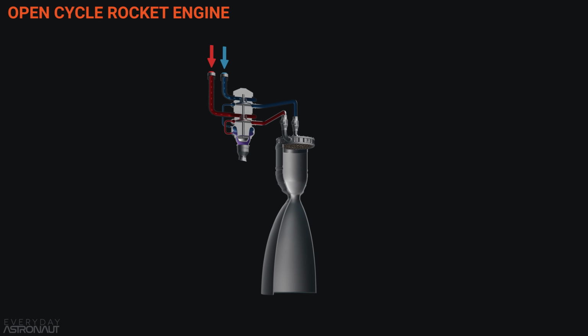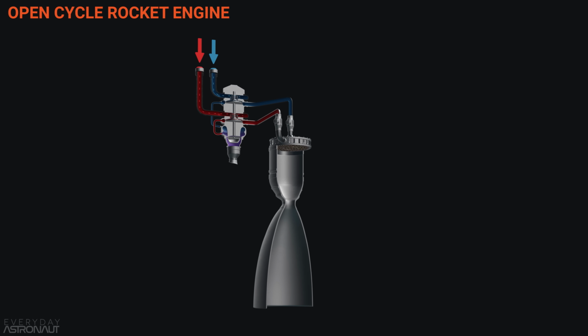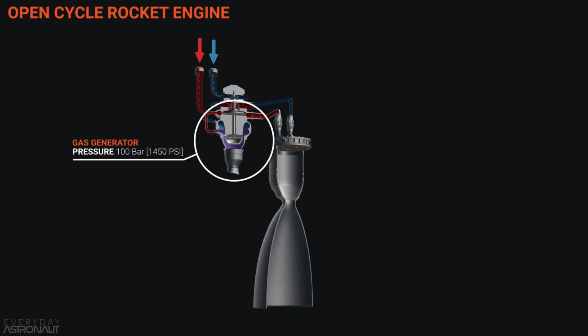So a more sophisticated and higher performing option is to use the main propellants themselves inside the gas generator. So they'll take some of the fuel and just a dash of oxidizer and send it through the gas generator to create high pressure hot gas to power the turbine.